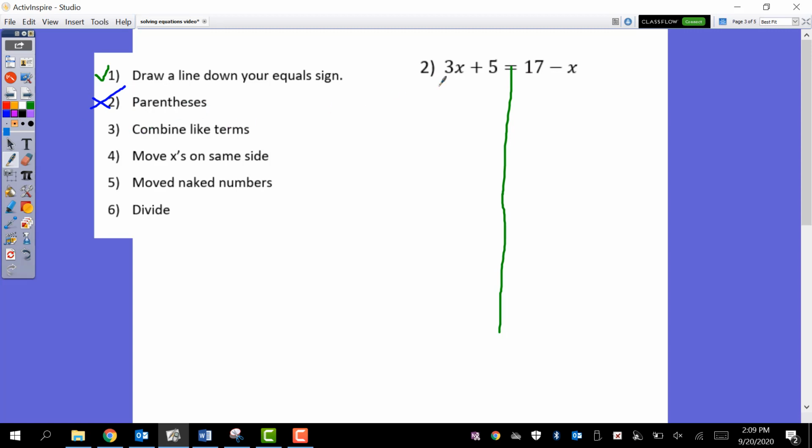Next one, combine like terms. So I'm checking on the left side. Can I add 3x with 5? No. Can I add 17 and negative x? No. So there's no combining like terms either.